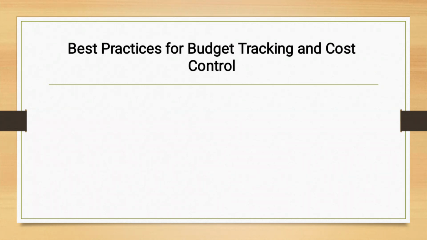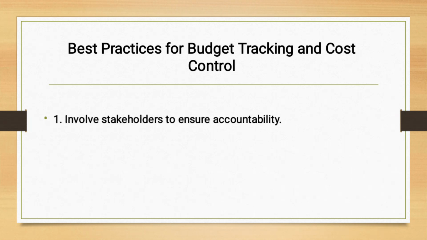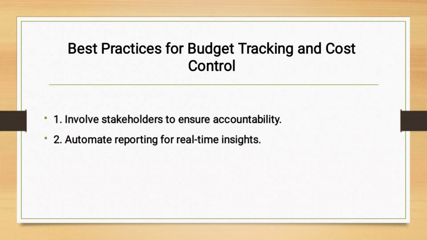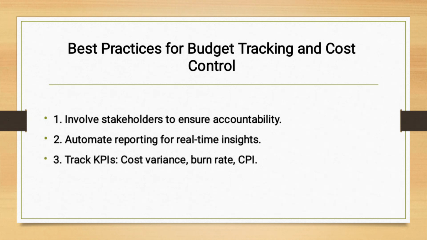Okay, let's talk about best practices for budget tracking and cost control. Number one, involve stakeholders to ensure accountability. Number two, automate reporting for real-time insight. So make sure that there is automatic reporting, right? Whenever something happens, make sure you instantly report that particular thing.